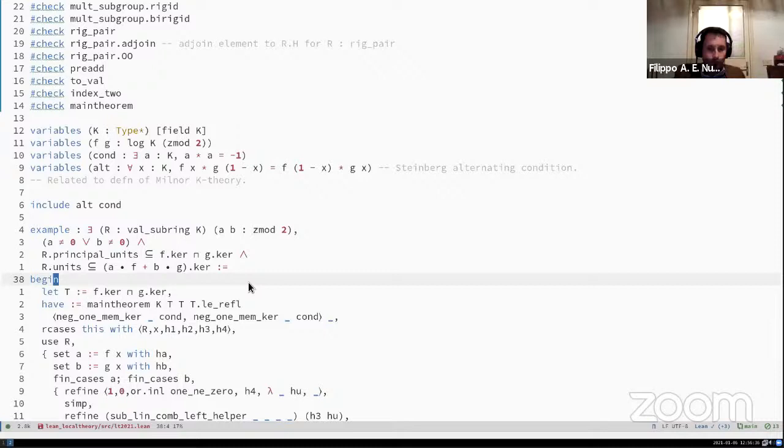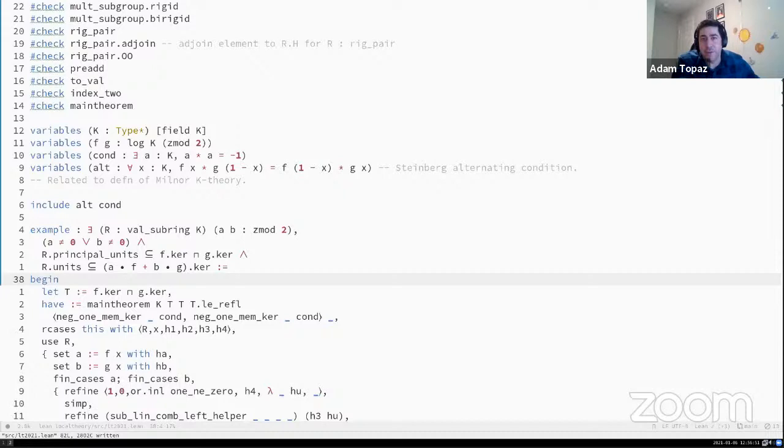Okay, so I think I'm out of time. So maybe this is a good place to stop. I wanted to mention something about what the future might hold for formalizing in anabelian geometry, but for the sake of time, if you're interested, I'd be happy to discuss this on Zulip or somewhere else. Okay. Thanks. Thank you very much, Adam. Thanks.